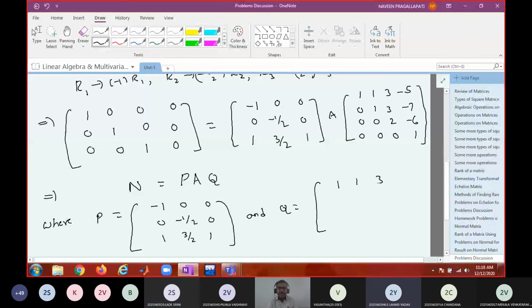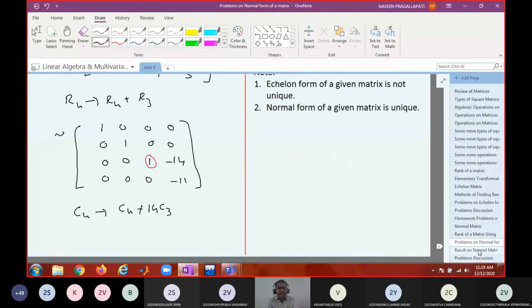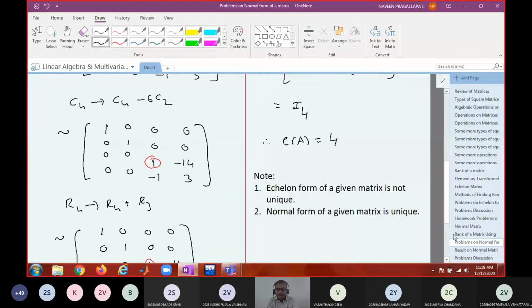1 1, 1, 3, minus 5, 0, 1, 3, minus 7, 0, 0, 2, minus 6, 0, 0, 0. Now the question, what is the actual question? Find P and Q. Actually, I should modify the problem.